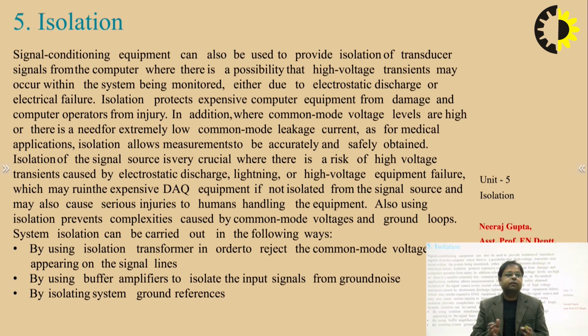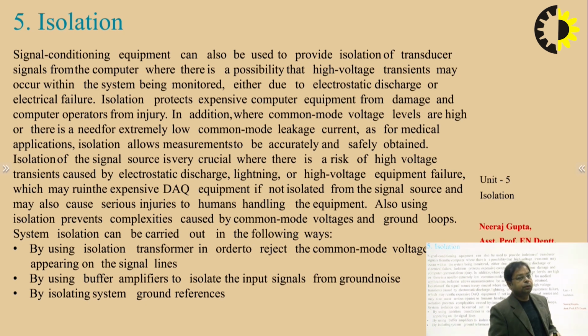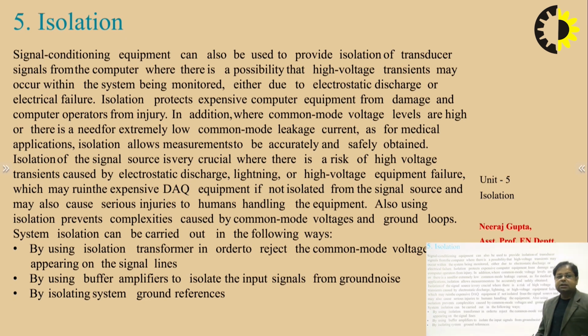Without isolation, what will happen? Interference of signals takes place. High voltage transients may occur within the system being monitored, either due to electrostatic discharge or an electrical failure. To avoid this type of situation, isolation is done. It protects the expensive computer equipment from damage and computer operators from injury.